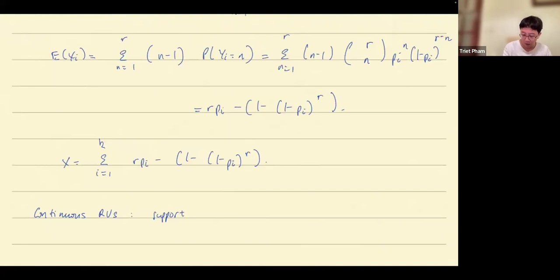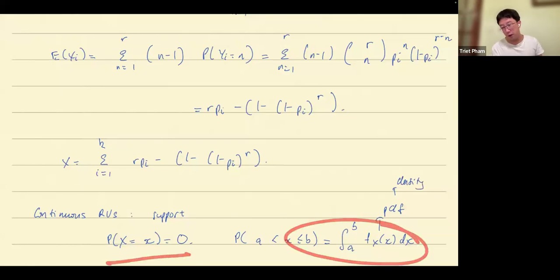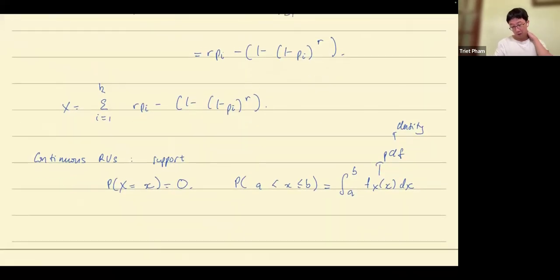The distinct feature of a continuous random variable is that the probability that it takes on any particular value is going to be 0. Instead, what defines it is the so-called density function. This is the PDF, the probability density function, or just the density. So basically, a continuous random variable is defined by its density.